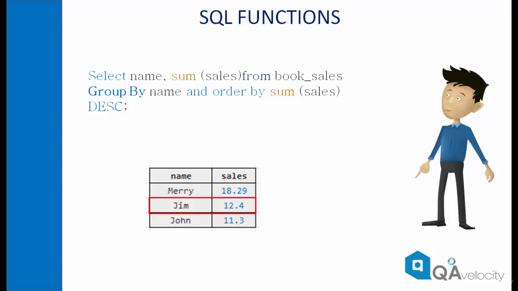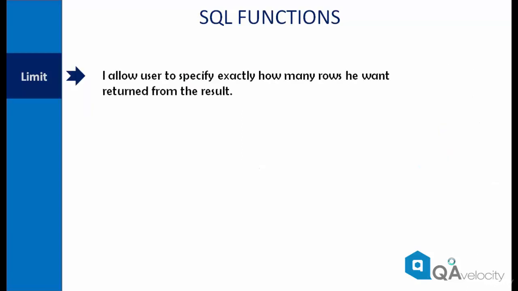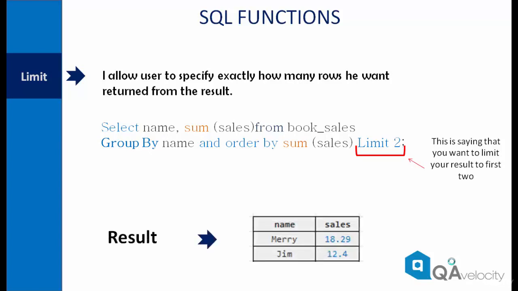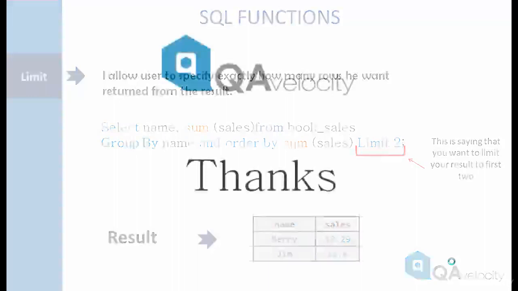For that, SQL provides a keyword, limit. Let's see how exactly the limit keyword works. Limit allows the user to specify exactly how many rows he wants to return from the result. Let's see our query. Select name, sum of sales from book_sales, group by name, order by sum of sales, and the result is limited to 2. In this query, we have added the limit keyword with value 2, which means we want to limit our result to the first 2 rows, and the result would be only 2 rows from the top.